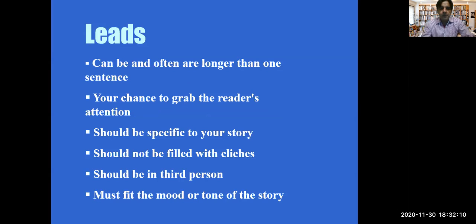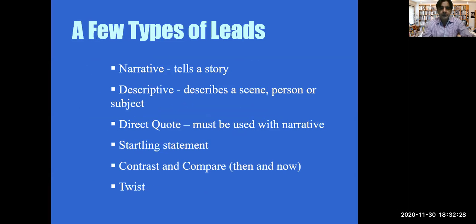It can often be no longer than one sentence. It's your chance to grab readers' attention, and you should be very specific to your story. It should not be filled with cliches. It should be in third person. It must fit the mood or tone of the story.